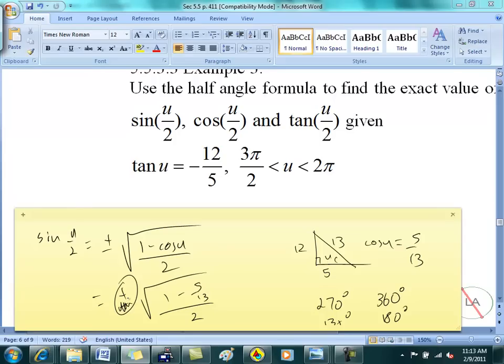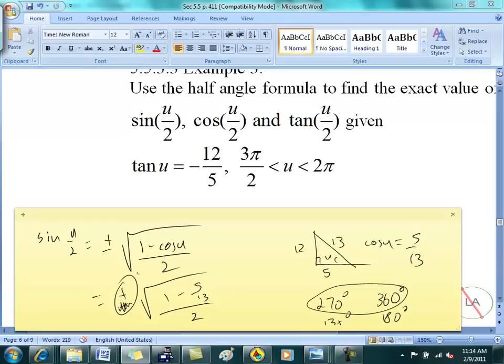Why is this positive? Okay, we agreed that u is between 270 and 360 coming out of here. So half of u has got to be between half of 270, which is 135, and half of 360, which is 180. So 135 and 180 is in quadrant 2. Okay, so u over 2 is going to be in quadrant 2, so sine u over 2 is going to be positive.